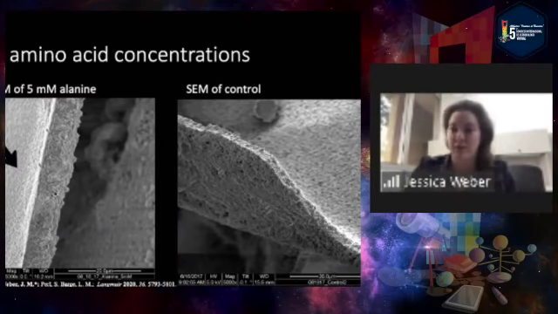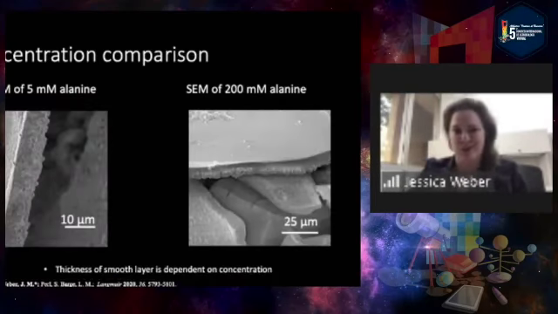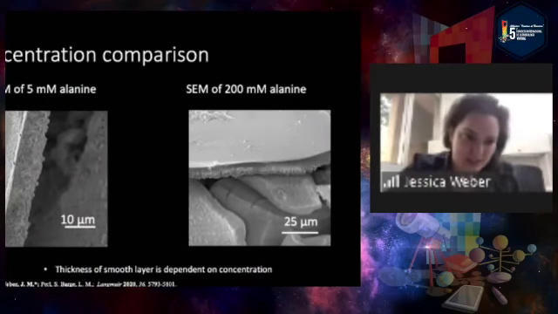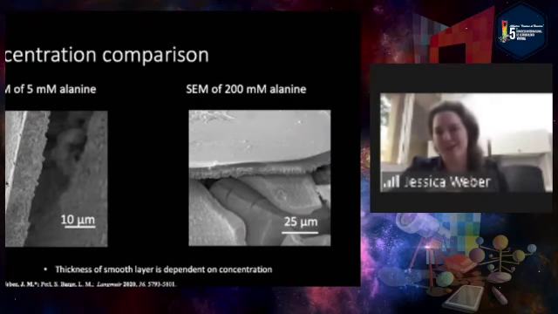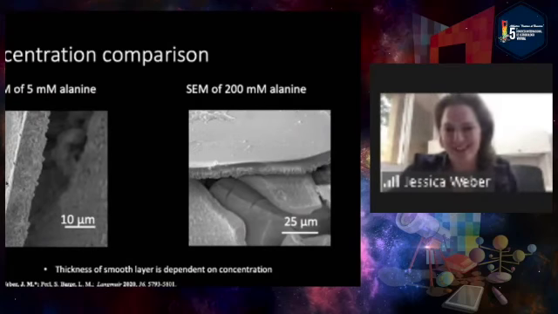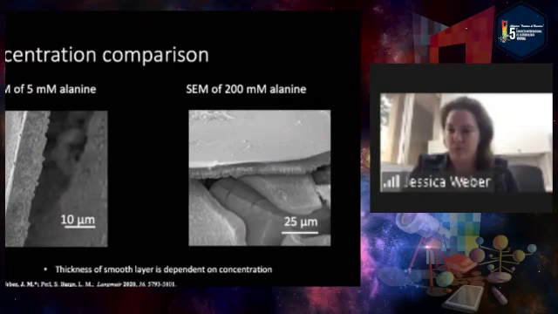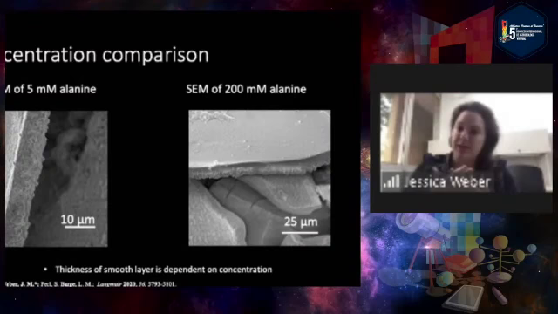This is really only further emphasized as you go up in concentration. So this is comparing 5 and 200 millimolar alanine. You can see there's a thin layer here. However, when you get up to 200, we see significant layering of this smooth layer. We believe there's nothing else in these reactions except for the amino acid, the ion, the water, and then the iron. So we suspected that the amino acid was interacting with the chemical gardens to form this layer.